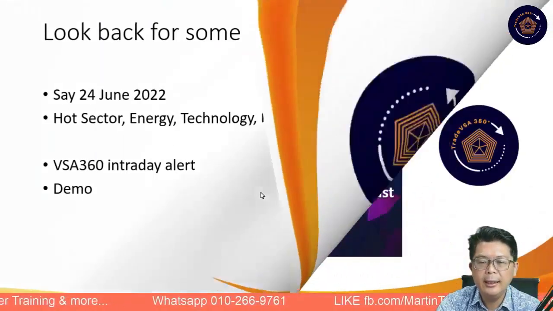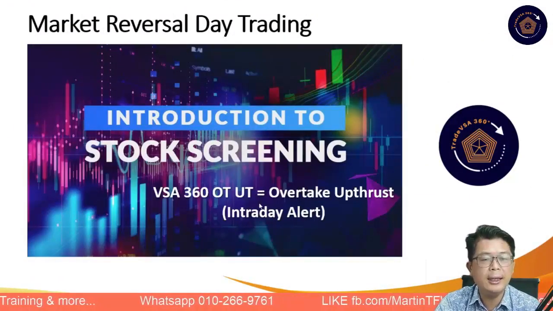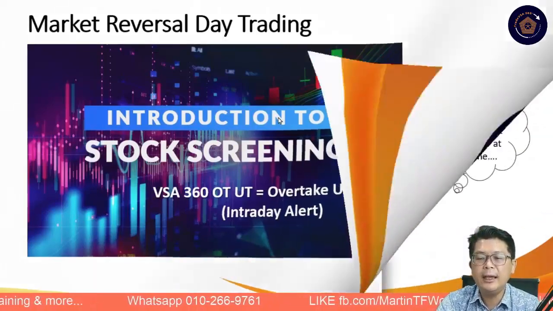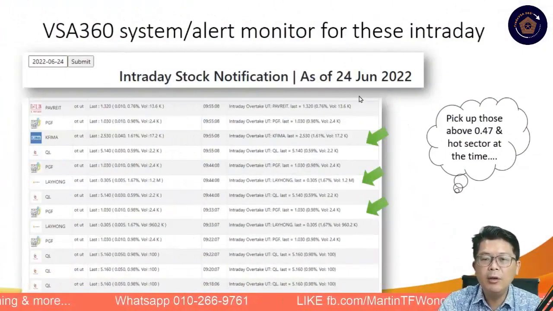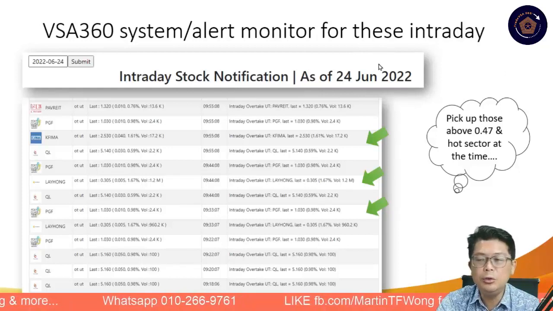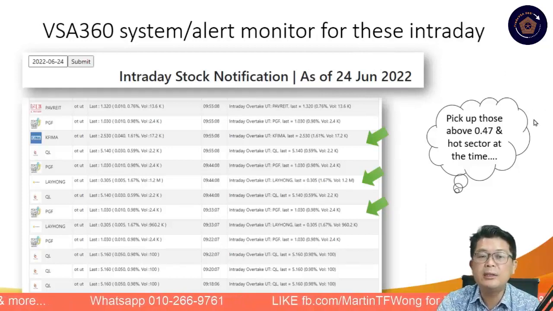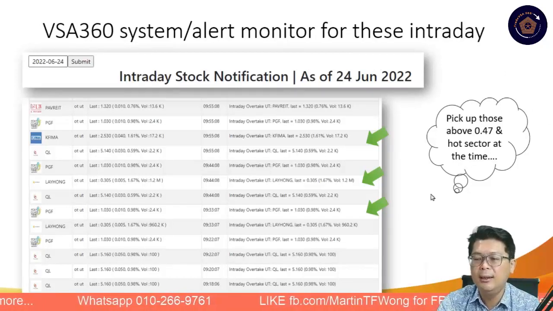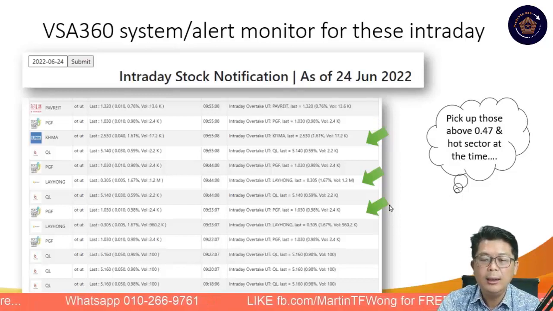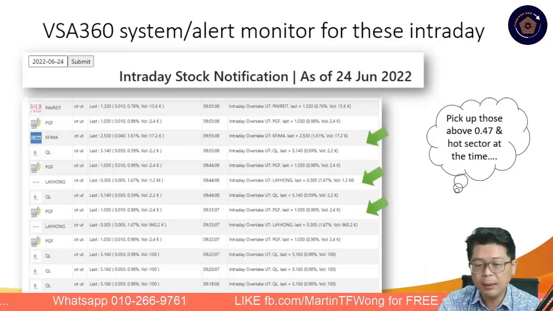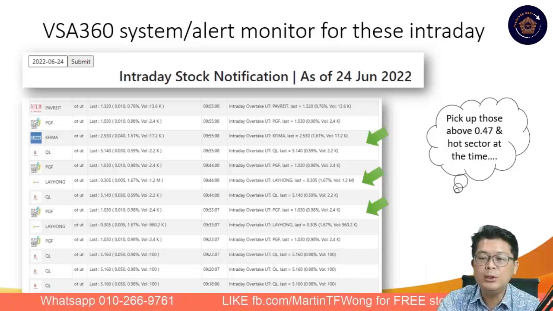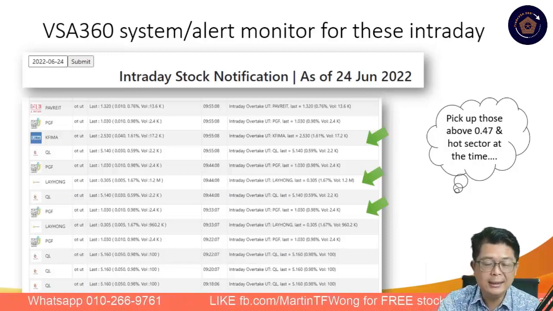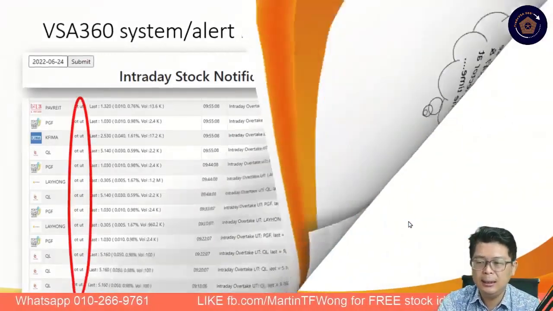All right, and looking at the stock screener, let's look back at last week. The VSA overtaking of the upthrust. Now, if you look back on the 24th of June, we want to be looking at stocks that are 47 cents. That is hot right now. Definitely QL, KFIMA comes in place, but we also want to look at one which is Lei Hong, which is below 30 cents. Let's study them precisely in here.